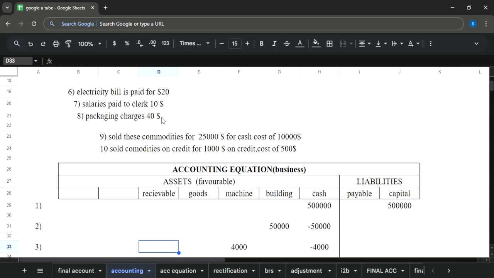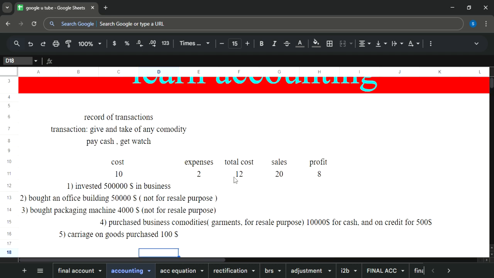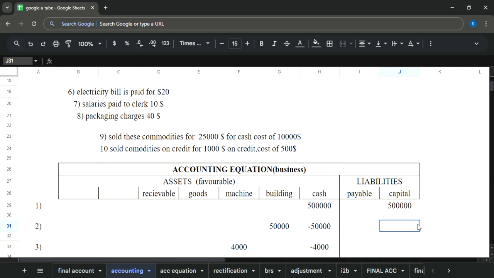After that, we have sold these commodities 25,000 for cash, cost of which was 10,000. Here you have seen that we have purchased two types of commodities. One $10,000 for cash and one on credit $500. And here we have sold both of these commodities. Look, sold these commodities 25,000 for cash, cost of which is 10,000.